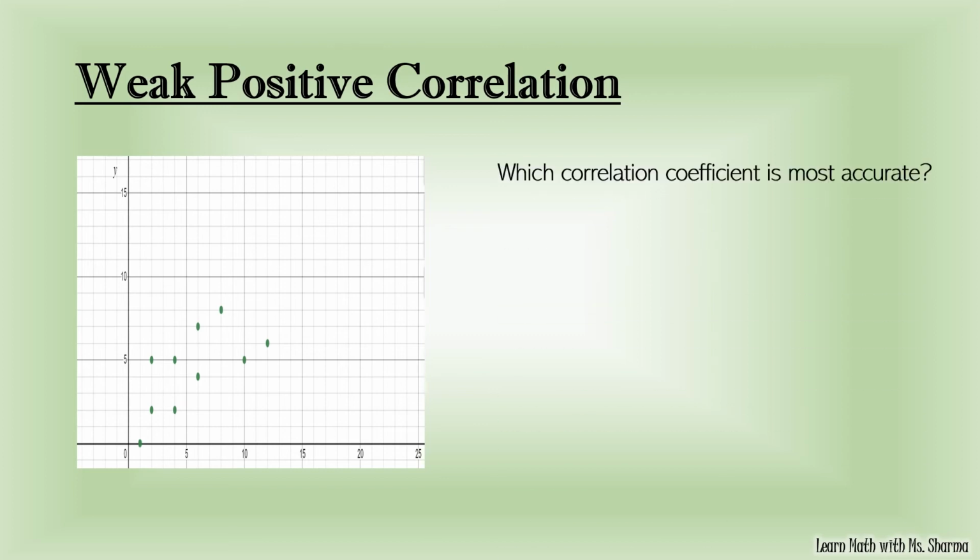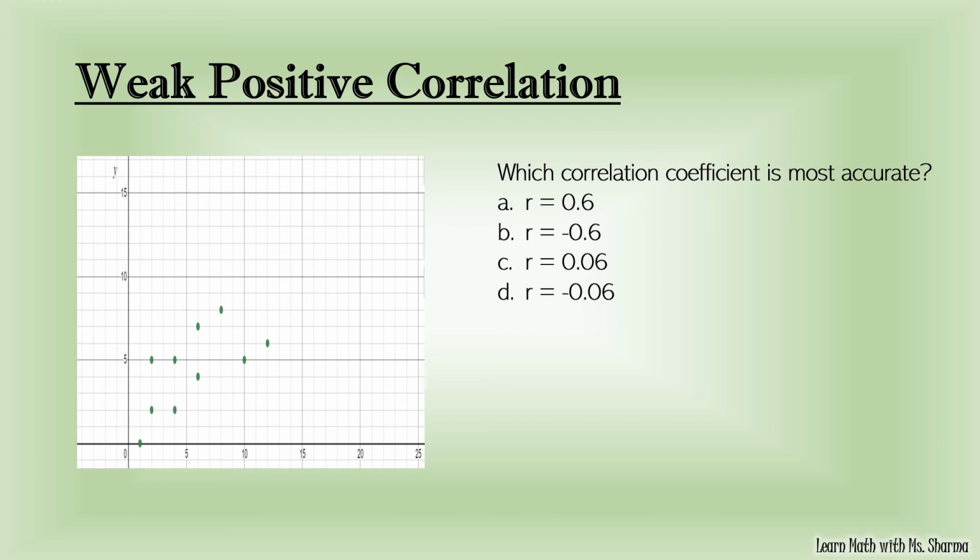Which correlation coefficient is most accurate? R equals 0.6, R equals negative 0.6, R equals 0.06, R equals negative 0.06. So it's a weak positive correlation. The slope should be positive, but it's fairly close to forming a straight line. So options B and D are out. Option C is close to 0, so that's no correlation. Option A, 0.6, looks more accurate.